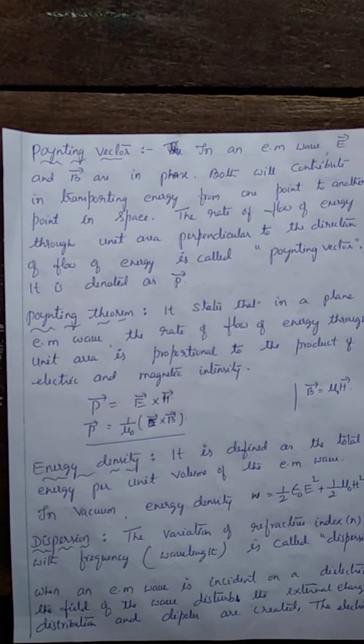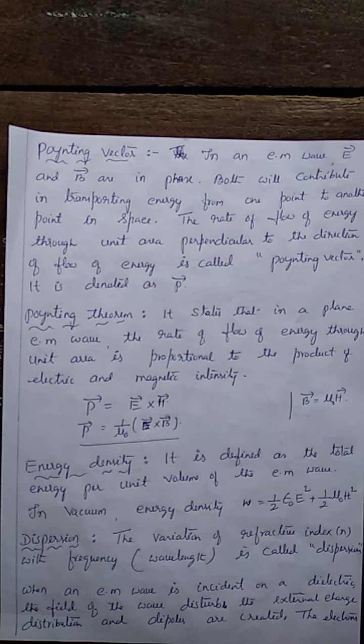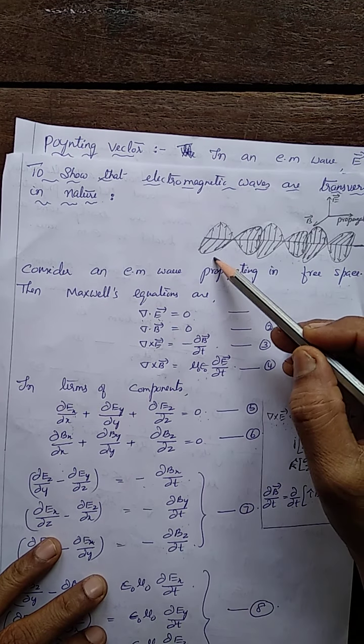Poynting vector, this term gives the idea about the energy carried by the electromagnetic wave. Energy carried by the electromagnetic wave is given by the Poynting vector. Here, when electromagnetic wave propagates through a medium, E and B are in phase. You know the meaning, in phase. That means both electric vector and magnetic vector will take their maxima or minima simultaneously. That's the meaning, they are in phase. You can see this in the figure. Both are in phase.